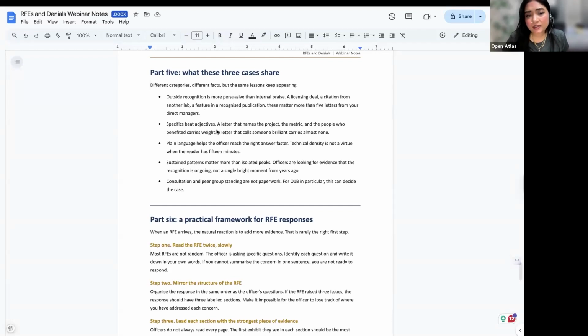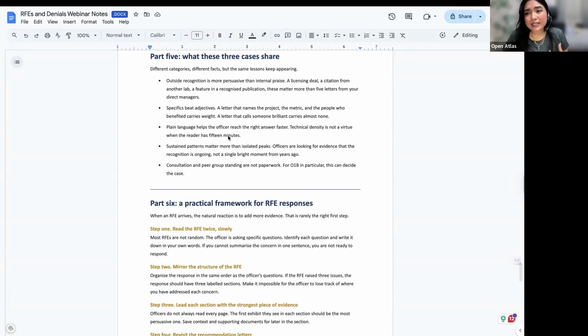Specifics beat adjectives. A letter that names the project, the metric, and the people who benefited carries weight. A letter that calls someone brilliant carries almost none. So letters like, oh, he has done a very good job, that kind of experience letter, don't work. The letter must have depth. Basically, the recommendation letter. Plain language helps the officer reach the right answer faster.